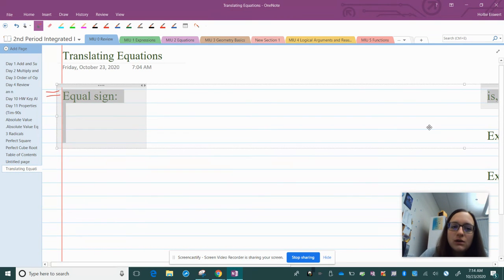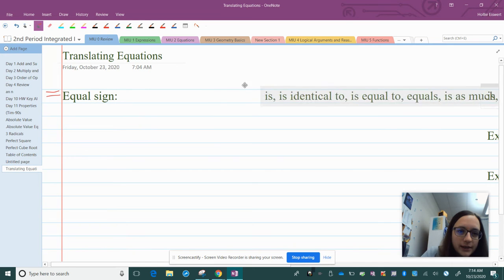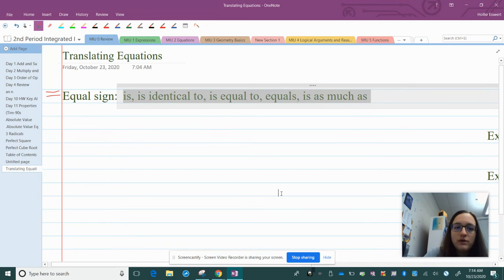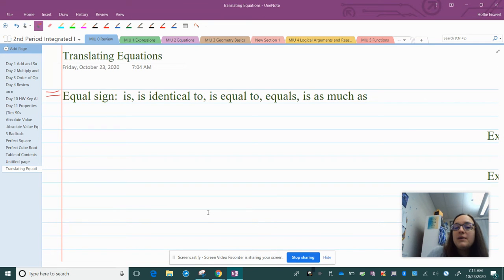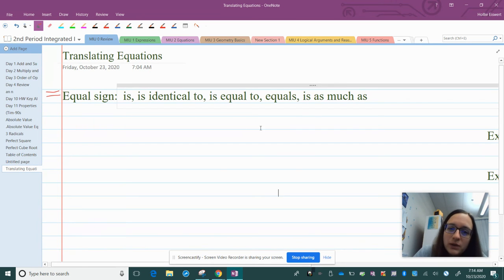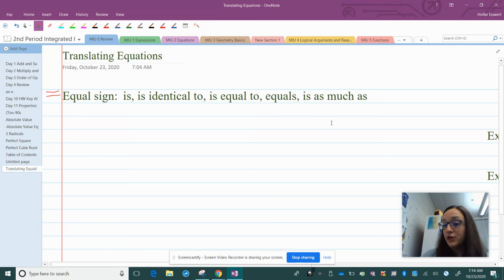All right. So there are words that tell us the equal sign. And here are quite a few of them. Is is the main one. It's a tiny word, 2 letters, is. If you see the word is, it's usually an equal sign. And then we have different phrases that come after that word is that can also mean equal. Notice they all have an is in it. Oh, except for equals. Equal sign. Okay. So is identical to, is equal to, equals, is as much as. They can get a little fancy. We can do a few other ones, but those are the main ones that you will see.